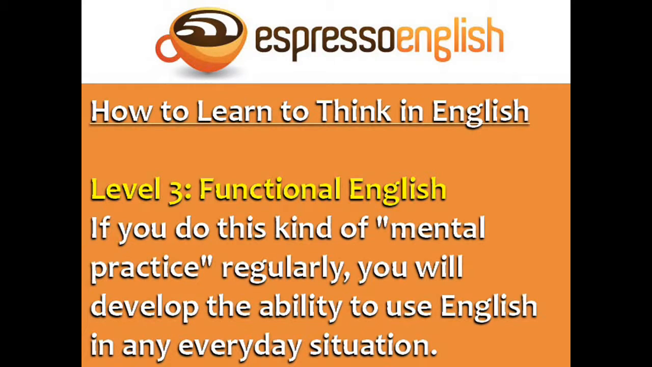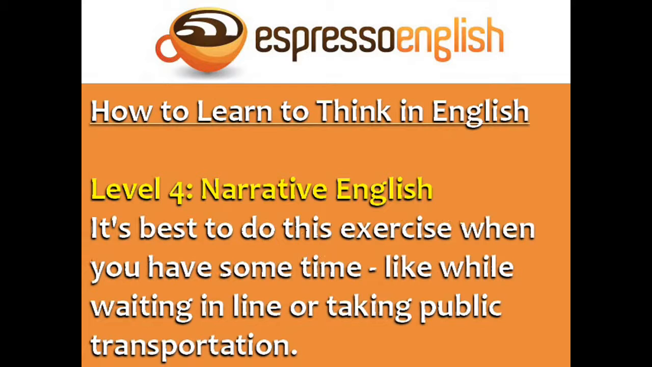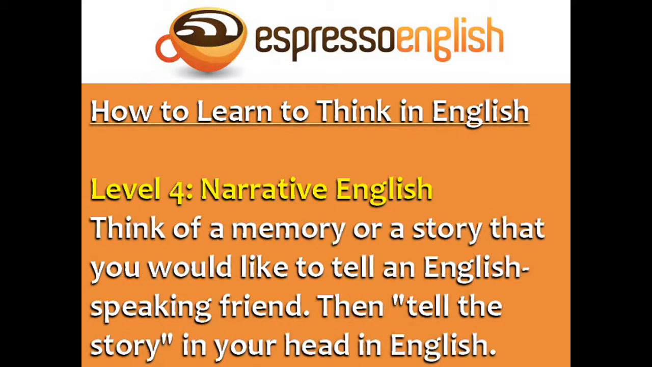If you do this kind of mental practice regularly, you will develop the ability to use English in any everyday situation. Level 4 is narrative English, telling a story or speaking for a long time in English. It's best to do this exercise when you have some time, like when you're waiting in line or taking public transportation. Think of a memory or story that you would like to tell an English-speaking friend.